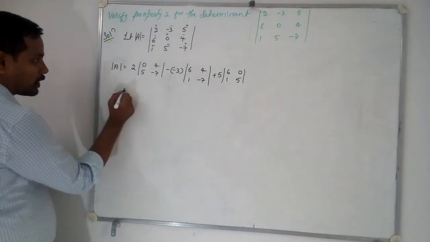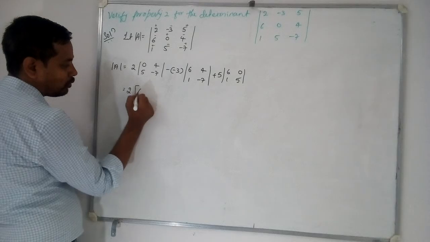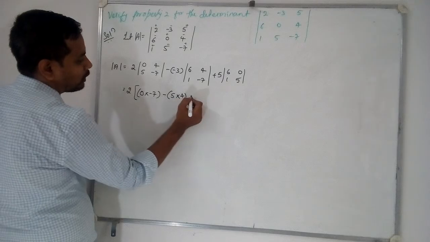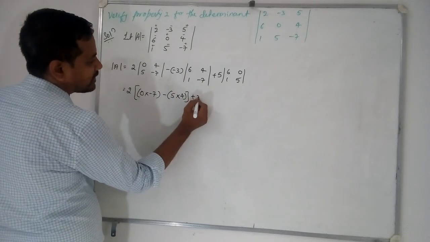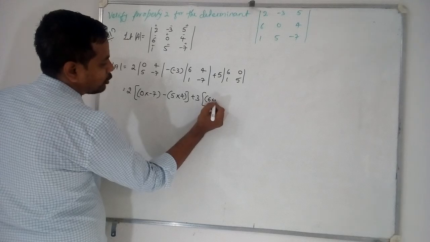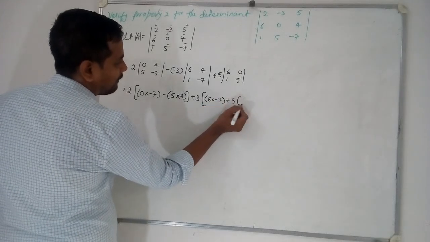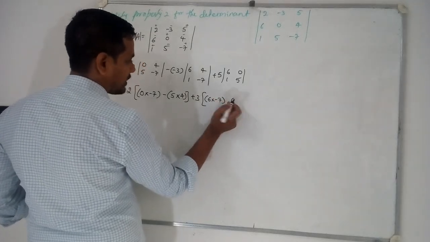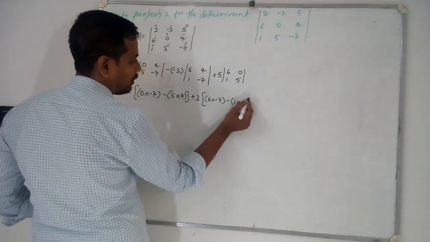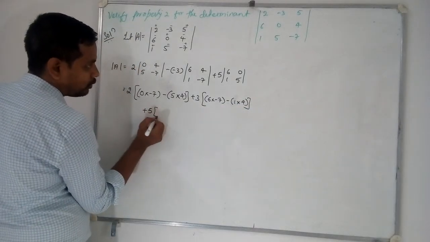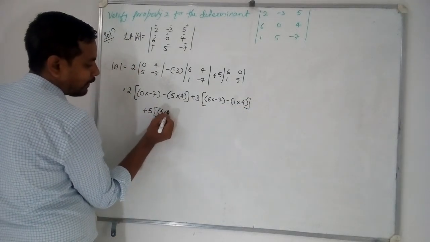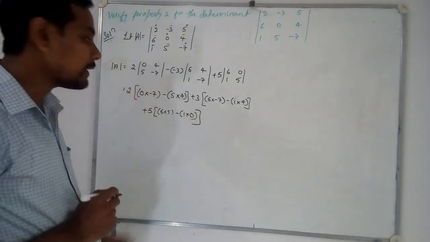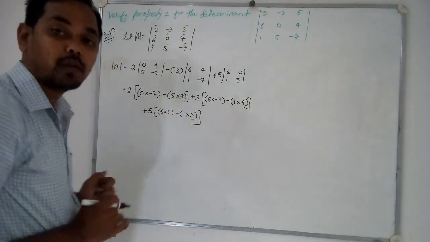So if I proceed to calculate this, I will get 2 into (0 into minus 7 minus 5 into 4). Minus of minus 3 is plus 3 into (6 into minus 7 minus 1 into 4), plus 5 into (6 into 5 minus 1 into 0). So what will be left here? 6 into 5 minus 1 into 0.